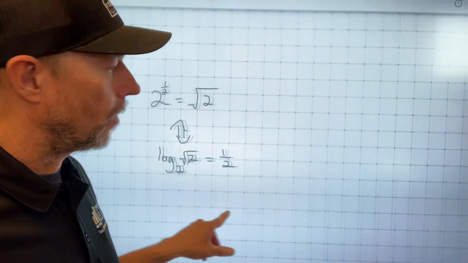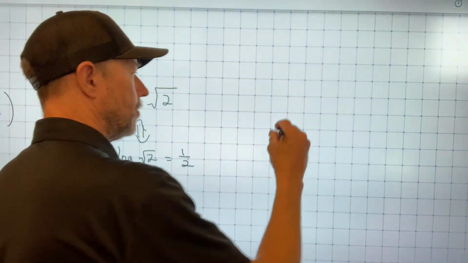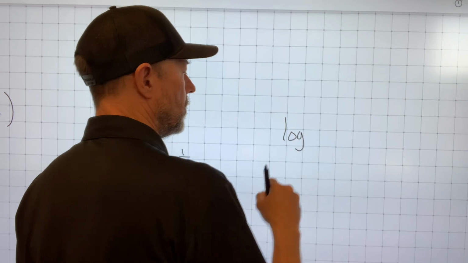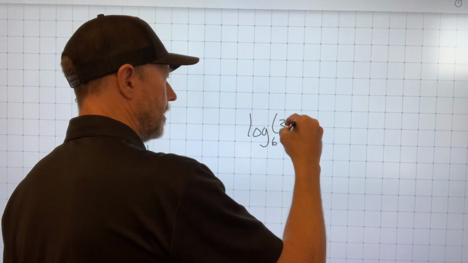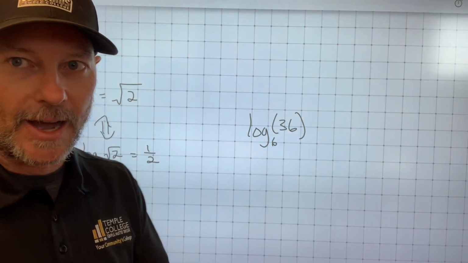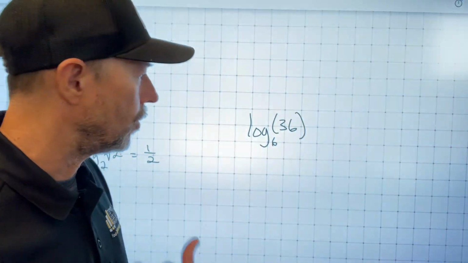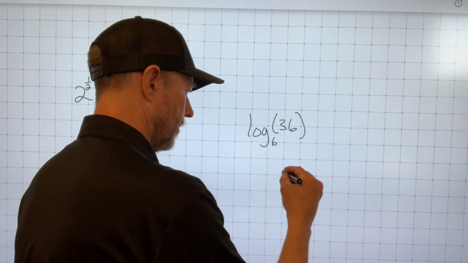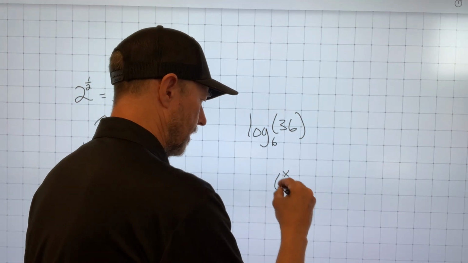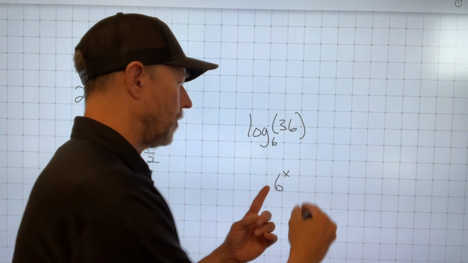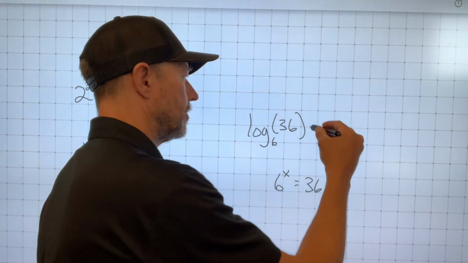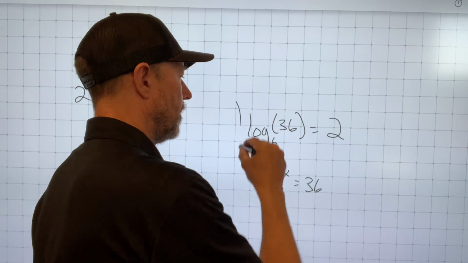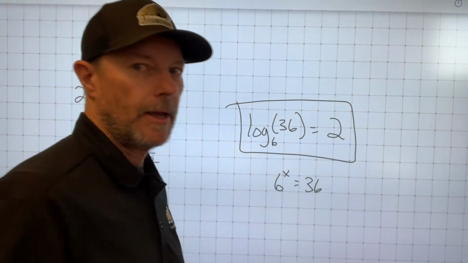Now, one goal you want to have is to be able to evaluate a logarithm. So if I put log base 6 of 36, you want to be able to evaluate the logarithm. That means you're looking for the exponent. The exponent is x, the base is 6, and you want to know what exponent would give me 36. Well, that's clearly 2. 6 to the second power is 36. So this would be 2. So that would be how you would evaluate a logarithm.